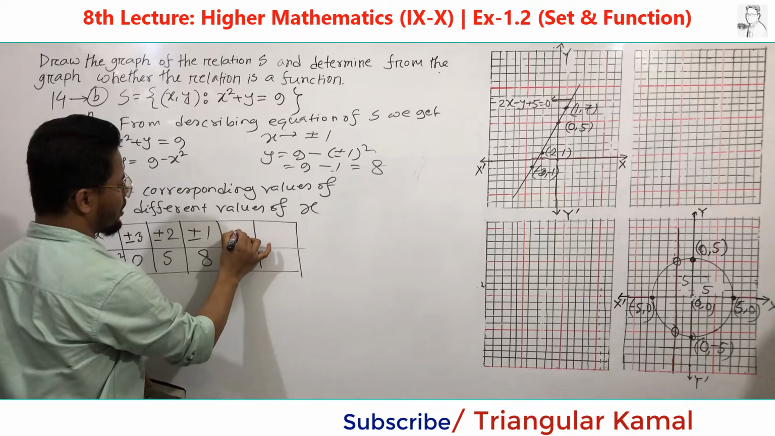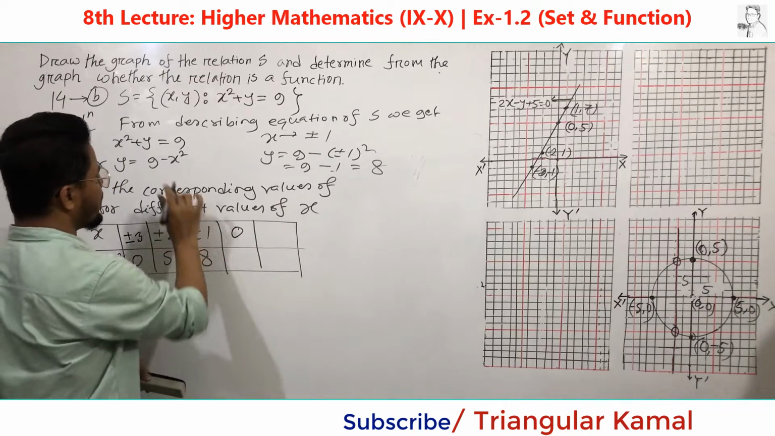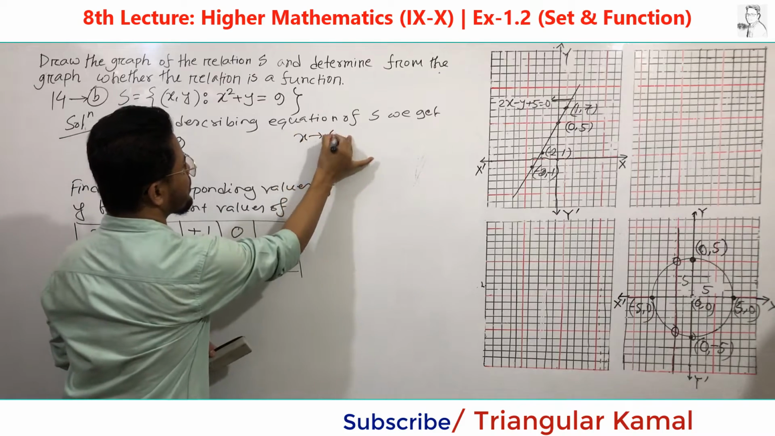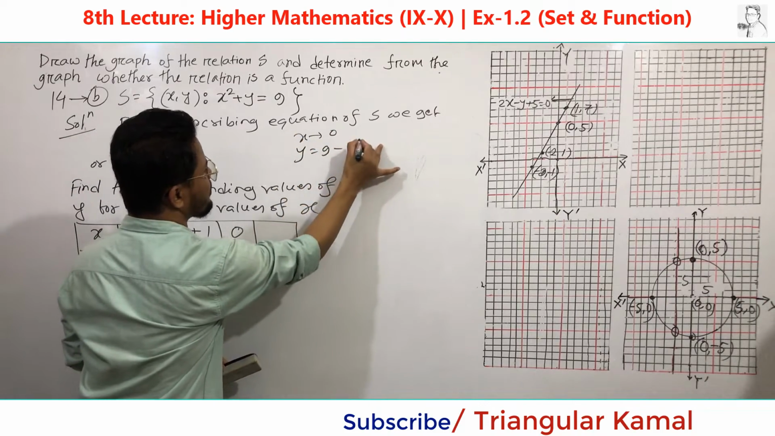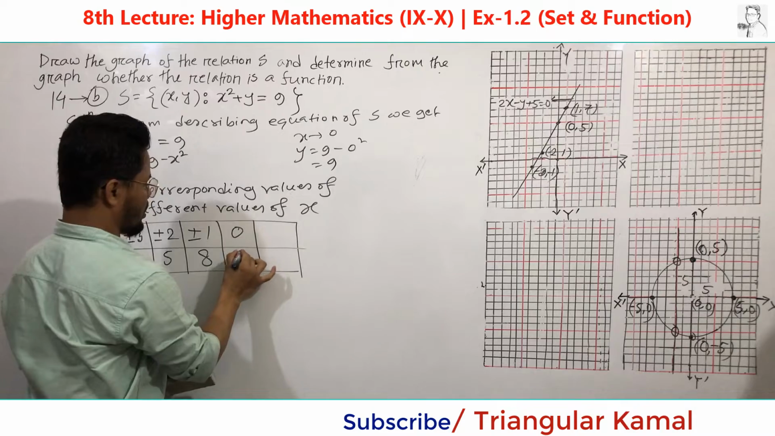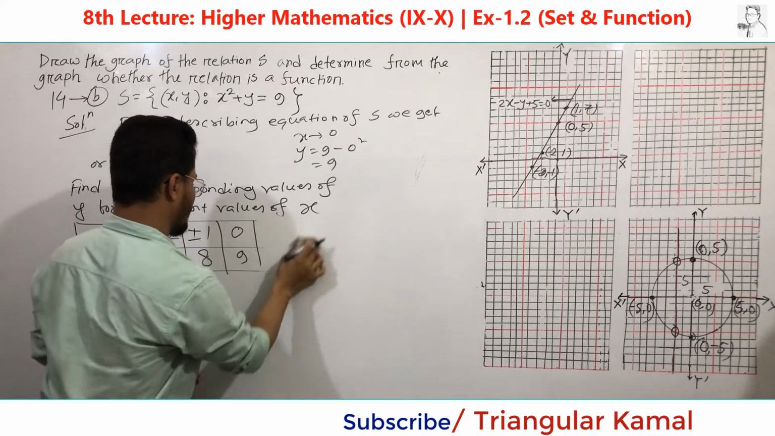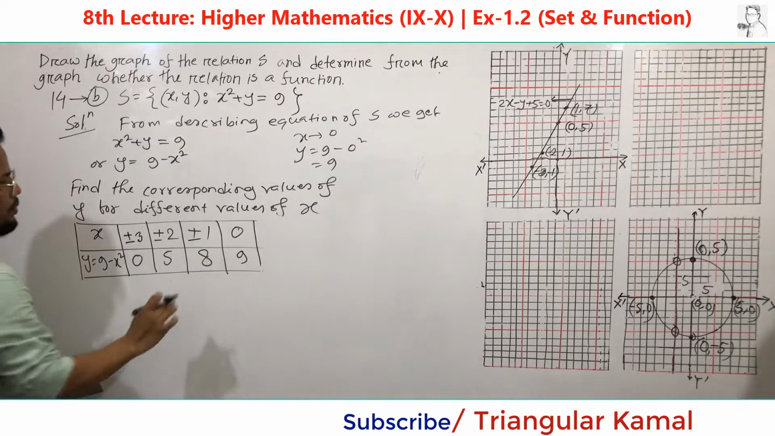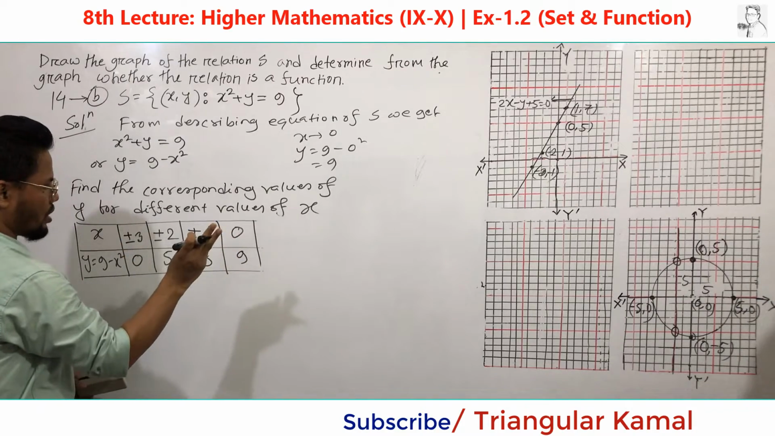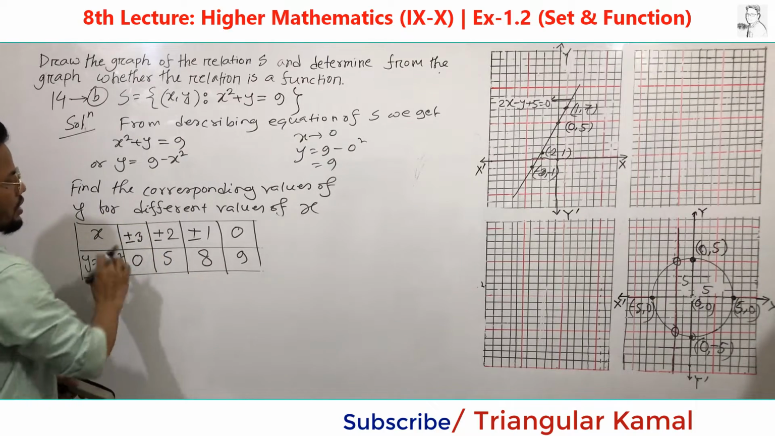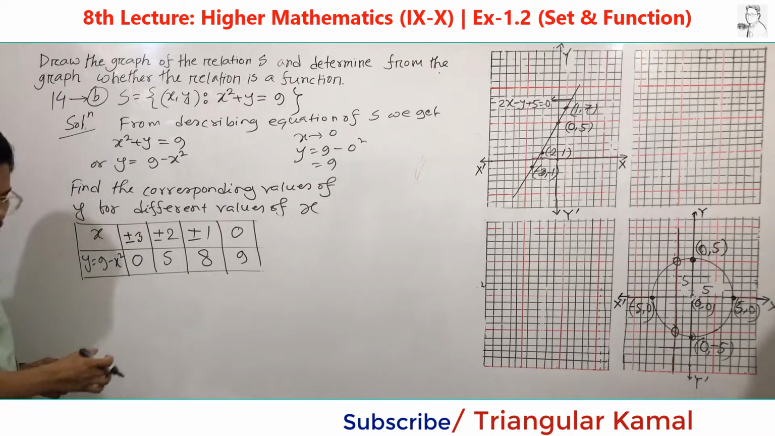Now considering here 0. So when x equals 0, then y will be 9 minus 0 square, equal 9. There will be a 9. So we take 7 points: 0, plus 1, minus 1, plus 2, minus 2, and plus 3, minus 3. So definitely we get here 7 different points.